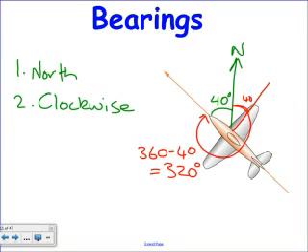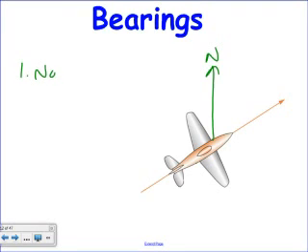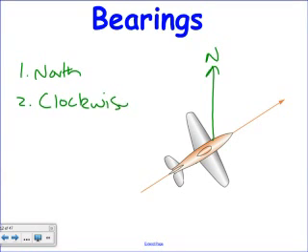Rule number 3, we're going to look at a different scenario. Our aircraft is flying in that direction. So what's rule number 1? North. Reference it to north. Good. That's our reference. Rule number 2. Clockwise. Got to go clockwise round.